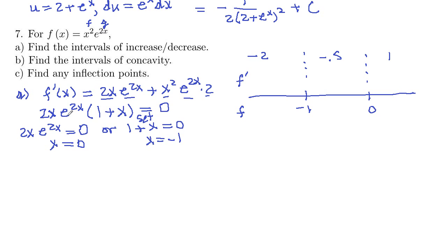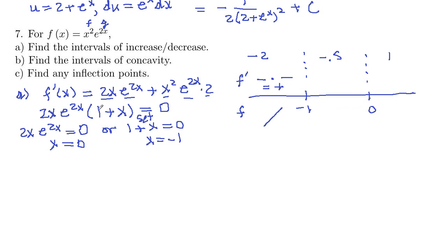So if I plug negative 2 into my f prime, this piece will be 2 times negative 2, that's negative. E to the 2x is always positive. So negative times positive, that's a negative. And then plug the negative 2 in here. 1 plus negative 2, that's negative. So negative times negative, that's going to equal a positive. So f is increasing on that interval.